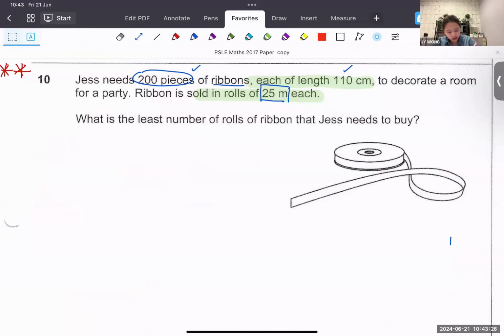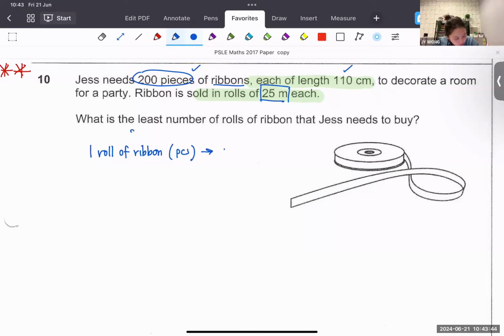Okay, so what's the proper way to do this? So now that you know, the first thing that you need to do for this part here is to find out 1 row of ribbon, okay, can cut how many pieces.